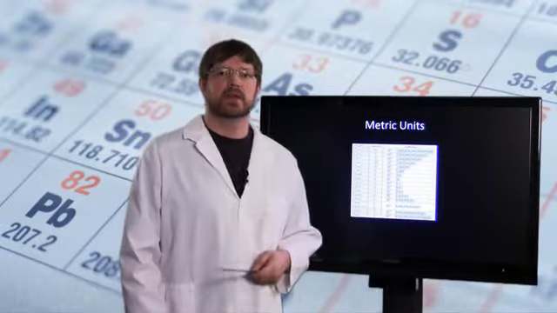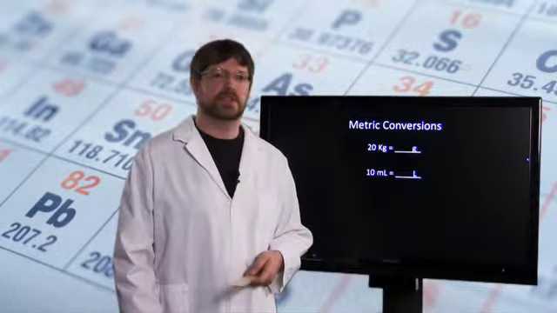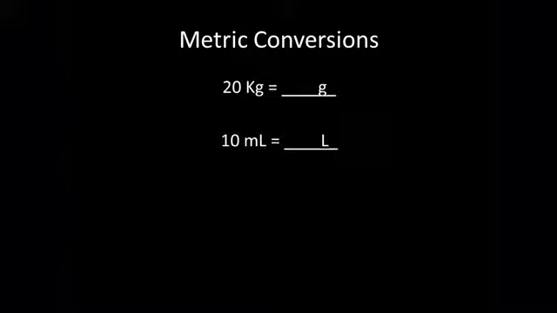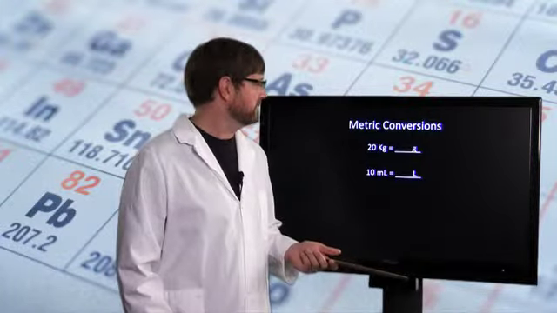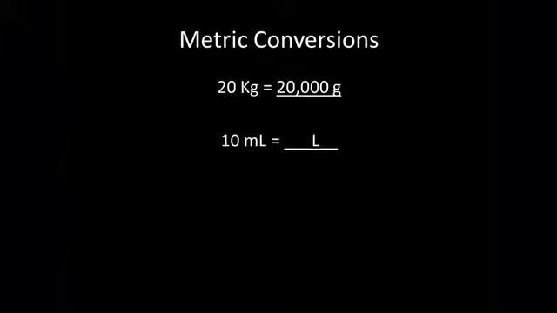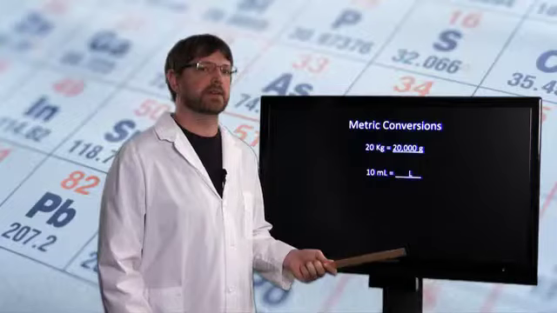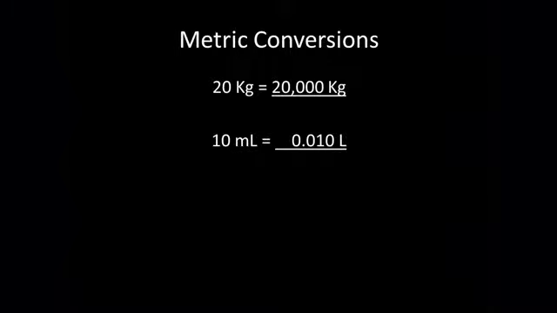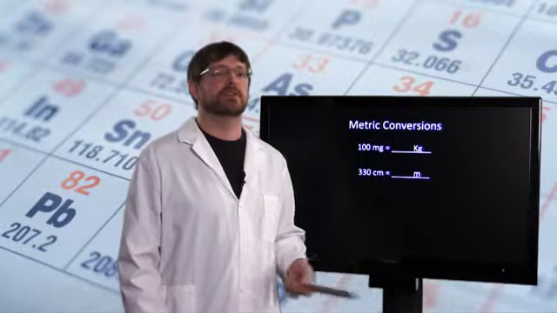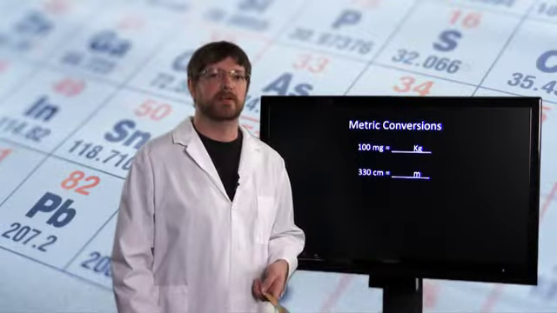So let's try a couple conversions ourselves. 20 kilograms equals how many grams? Well, kilo means 1,000, so 20 kilograms is 20,000 grams. Now, milliliters, it takes 1,000 milliliters to make 1 liter. So dividing by 1,000, we get 0.010 liters. Now, you try these two conversions, and we'll go over the answers when we come back.